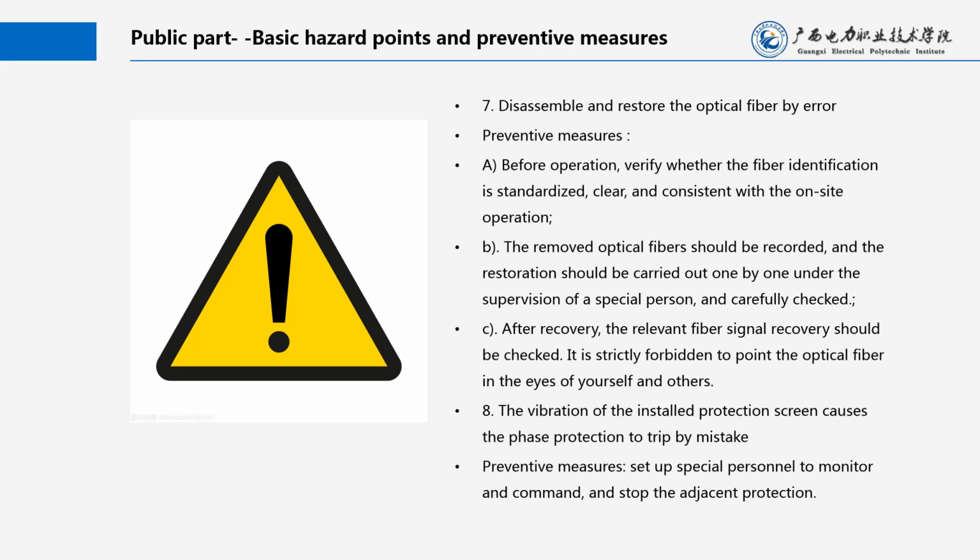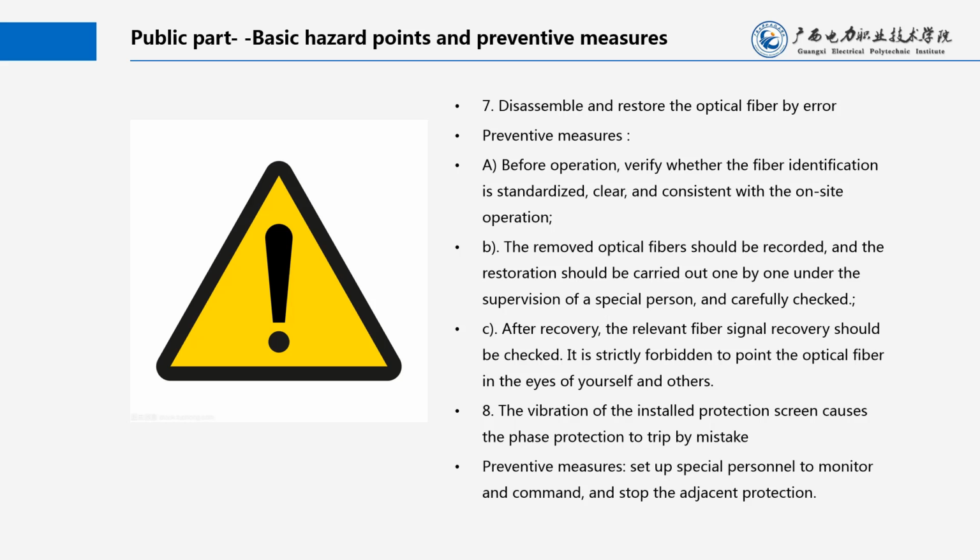7. Disassemble and restore the optical fiber by error. Preventive measures: A. Before operation, verify whether the fiber identification is standardized, clear, and consistent with the on-site operation. B. The removed optical fibers should be recorded, and the restoration should be carried out one by one under the supervision of a special person, and carefully checked.